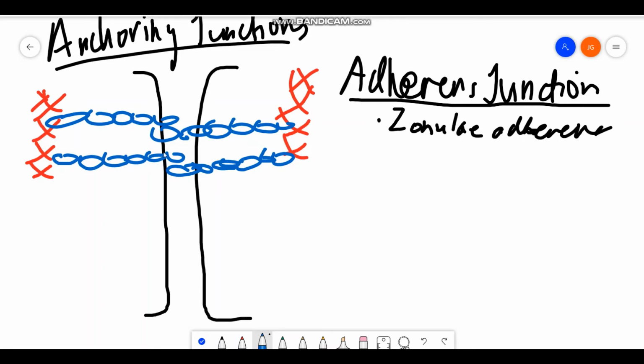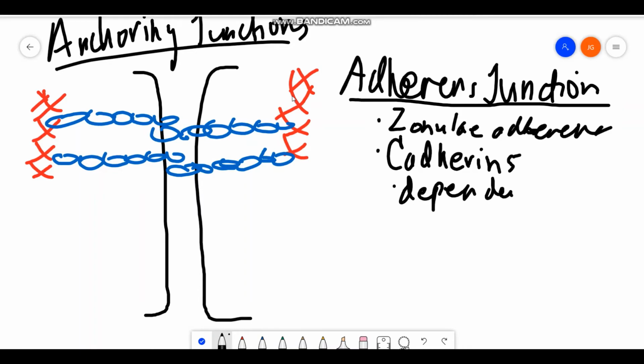Now you might be asking what these blue proteins are. Well, there's actually a wide variety of proteins that this can be, but they all fall under the same general family called cadherins. And a very important thing that you should probably know about your cadherins is that they are dependent on the binding of the calcium ion. They're dependent on calcium binding.